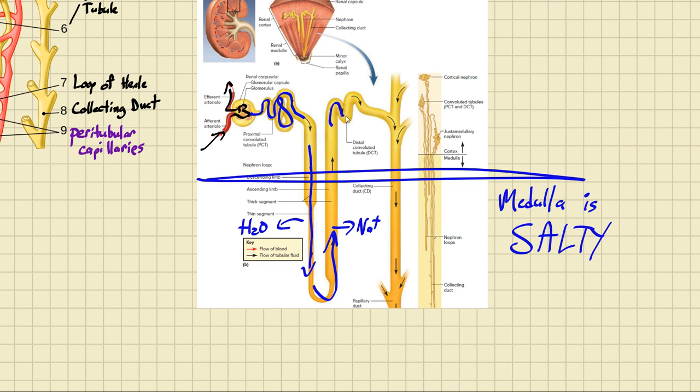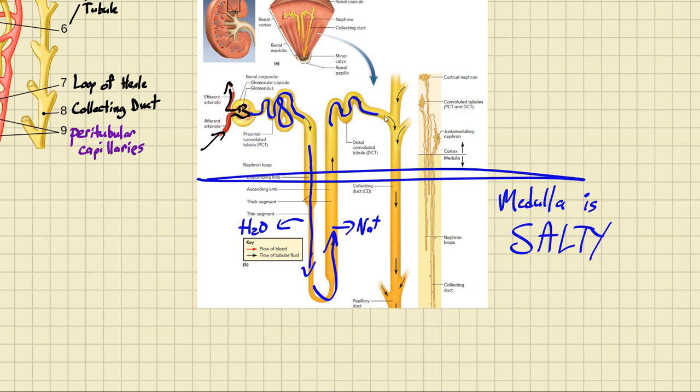Next, we go to the distal. Distal means far away, proximal means close to the beginning. Distal convoluted tubule, and the job of the distal convoluted tubule is mostly to balance ion concentrations, things like sodium, potassium, and pH, regulating the acidity of your urine and therefore your blood.